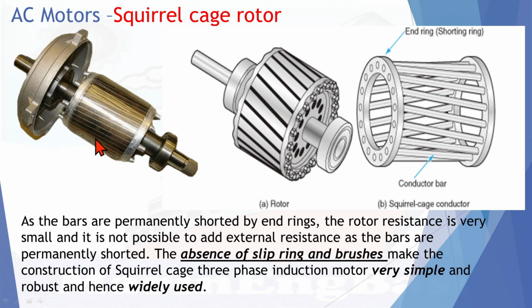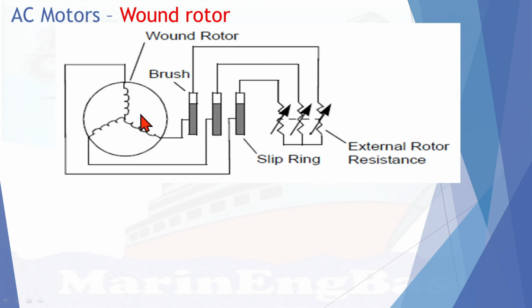So these motors are widely used because they are very robust, because there is no slip ring arrangement or brushes. So you have very little maintenance. So this is the basic arrangement of your squirrel cage rotor.